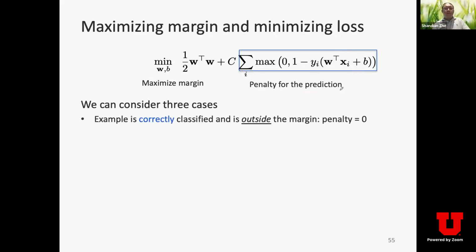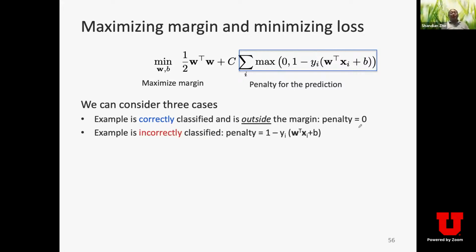First, if this example is correctly classified, that means the function margin is non-negative, and it is also outside the margin, which means the function margin is bigger than or equal to 1. Then 1 minus the function margin will be negative, so this maximum will give 0. That means you have 0 penalty, or 0 cost.